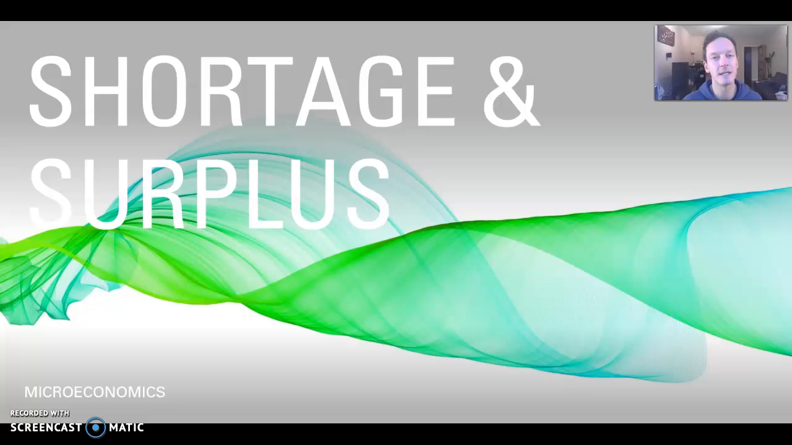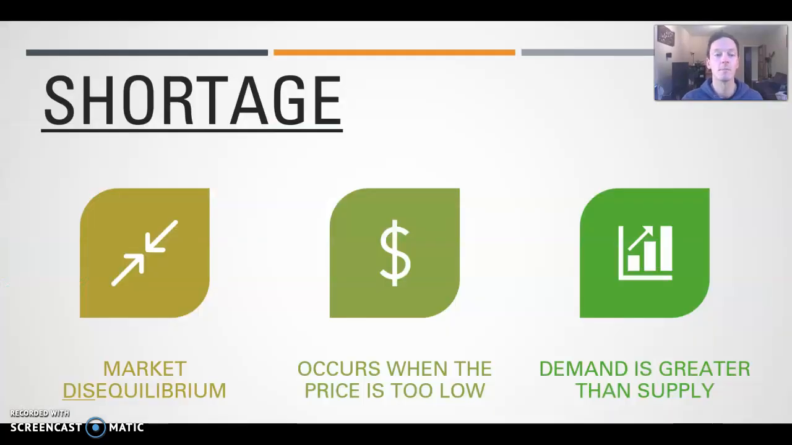And key to understanding that is this concept of shortage and surplus. So I thought I'd do a quick video here to take us through what it all means. I'm going to start with shortage, and both of these have three very similar criteria. All of them relate to a market situation where we have market disequilibrium, and what that means is the market is not in equilibrium.